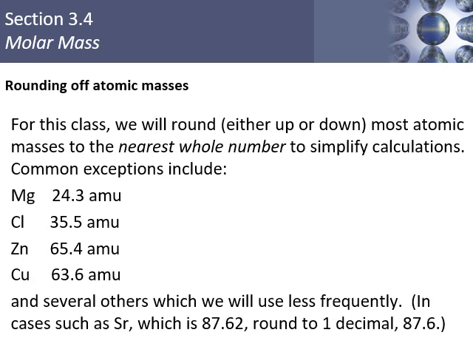So for this class, as we've mentioned before, we're going to round off all of the atomic masses except for just a handful. And so here are some of the ones I've already mentioned. For magnesium, we're going to do 24.3. For chlorine, we're going to keep it at 35.5. For zinc, and I think we've already done all of these, right? 65.4. And for copper, 63.6. Otherwise, just round them off to the nearest whole number.